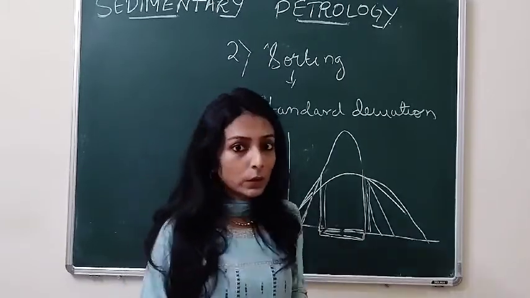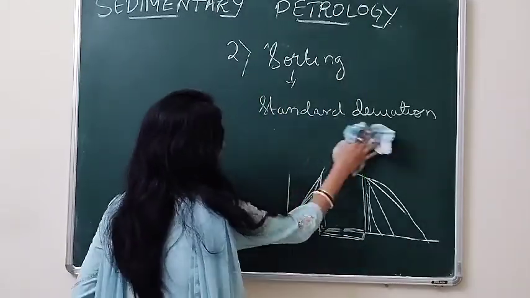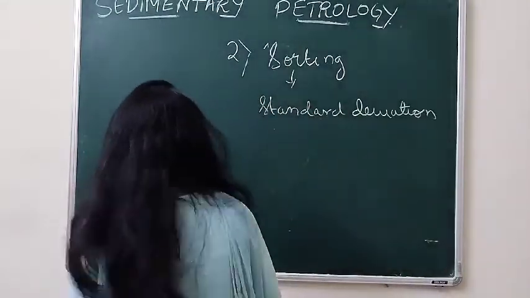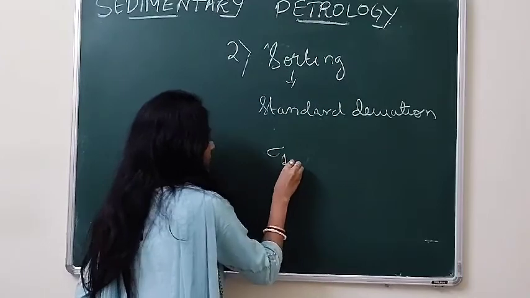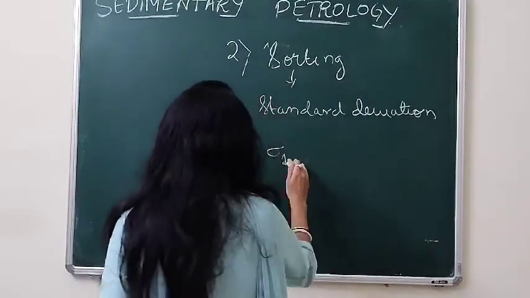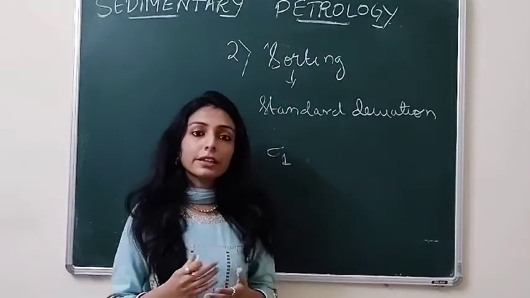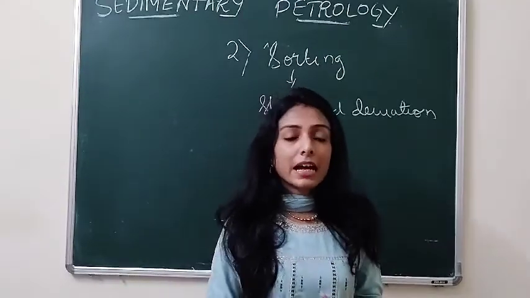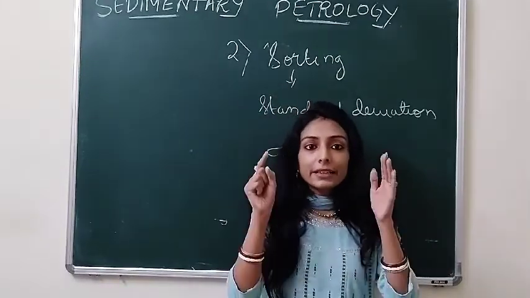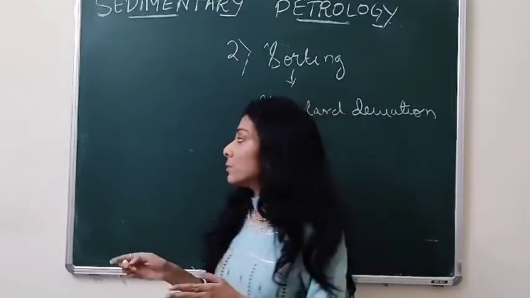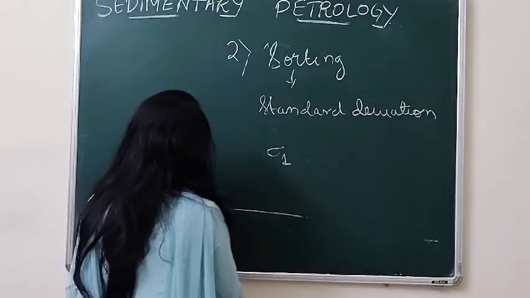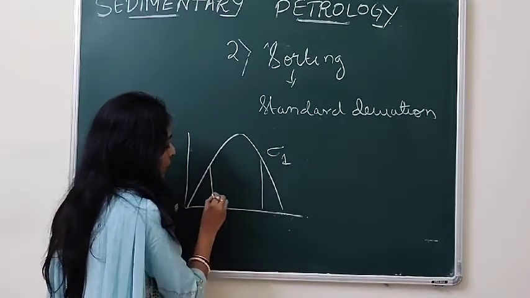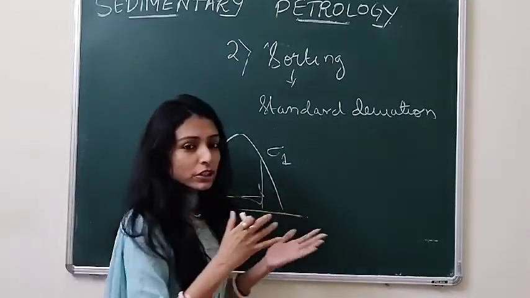Now how do we calculate standard deviation? So to calculate standard deviation there is a formula. The formula is, this is called inclusive standard deviation, and it is different from the graphic standard deviation. And how is it different? Because in graphic standard deviation we generally take into account 68% of the graph, so we calculate the standard deviation of only 68% of the graph.